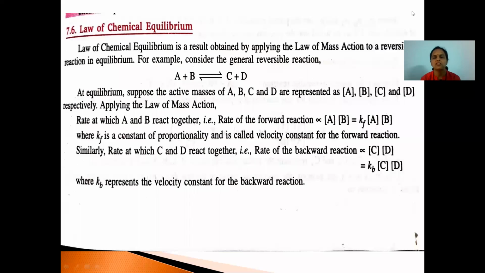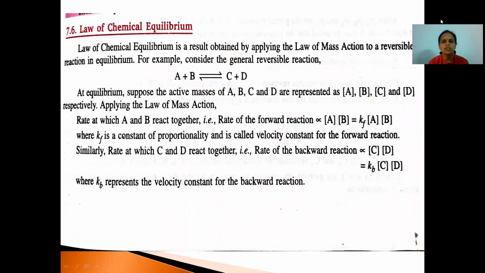Students, let's start today with the law of chemical equilibrium. This law of chemical equilibrium is a result that is obtained by applying the law of mass action to a reversible reaction in equilibrium. For example, consider a general reversible reaction, A plus B gives C plus D.